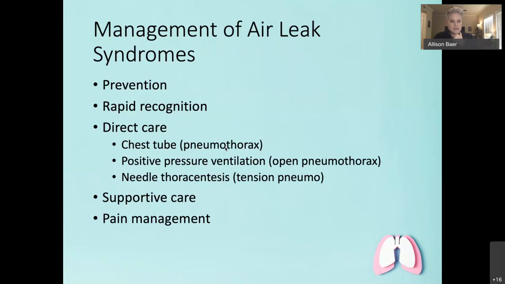So management is going to be rapid recognition, chest tube if it's not too bad, but if it's a tension pneumothorax, needle thoracentesis. There's a type called an open pneumothorax, which is allowing air in and out. So positive pressure ventilation with that is just going to help expand the lungs while that communication heals itself up. And then supportive care and pain management, especially if they have a chest tube, that is painful. So you want to make sure their pain's well controlled.